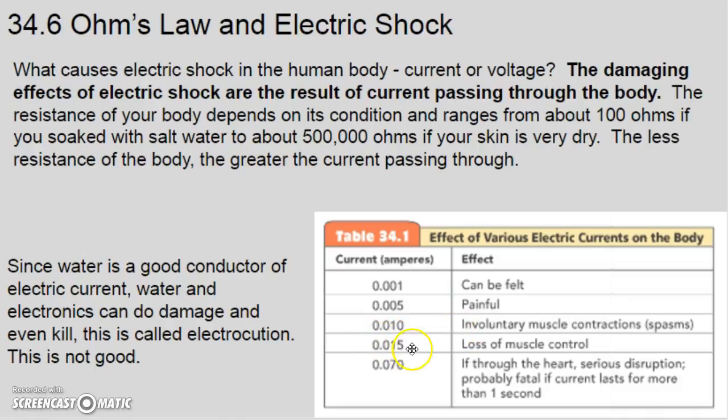When we talk about 0.015, that would be 15,000ths of an amp, we would talk about loss of muscle control. You could technically soil yourself. They would just lose all muscle control. Not good. Electrocution, soiling yourself, not good. And then we've got 70,000ths of an amp. If it travels through the heart, this would be serious disruption of your heart pumping. It would probably be fatal if it lasted for more than 1 second. That's not good, right? We don't want fatalities here.